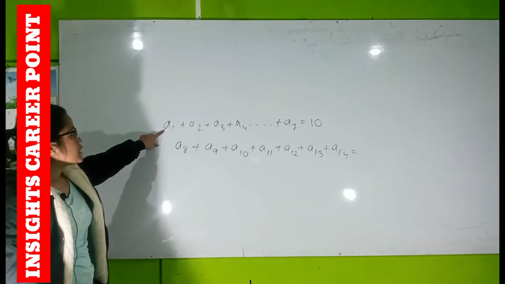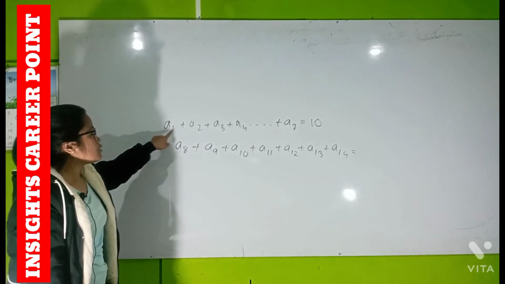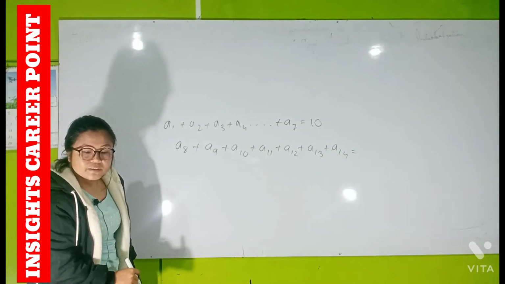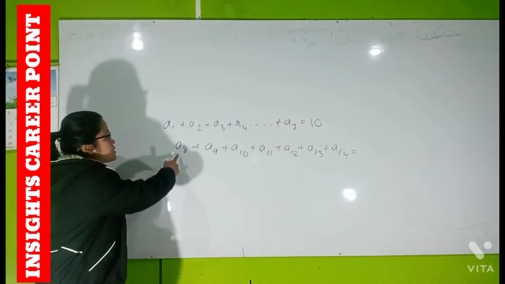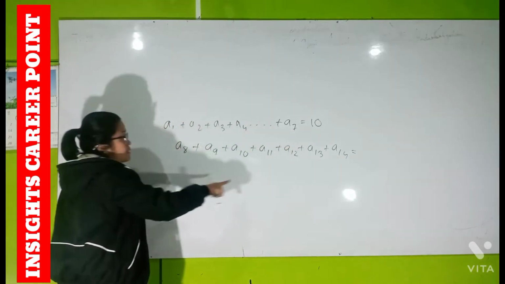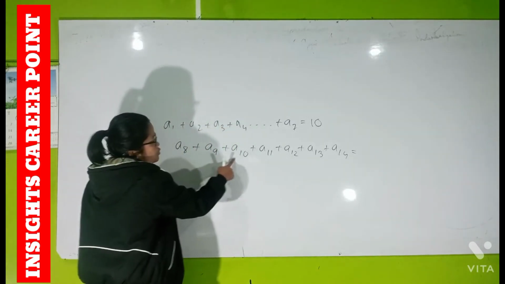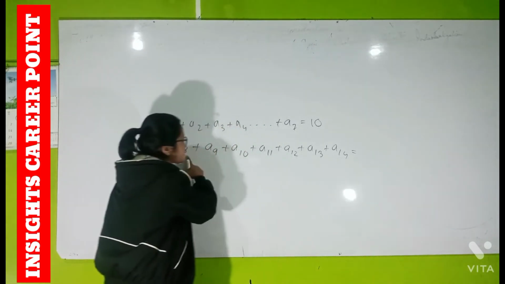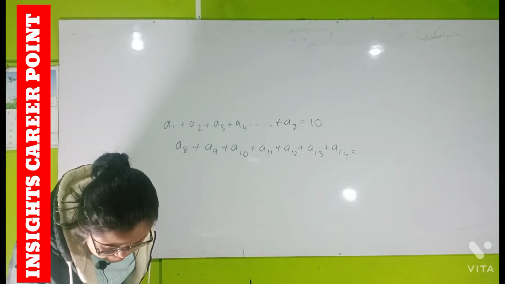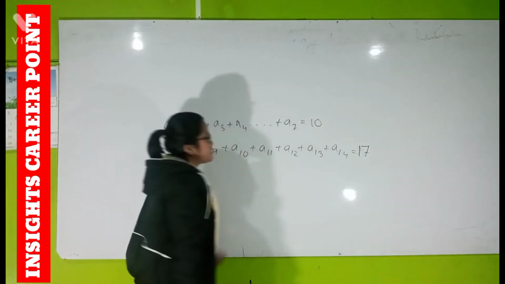Let me say first, the sum of the first 7 terms, from A1 to A7, is 10. And that of the next 7 terms is 17. The next 7 terms start from A8, since we have A7 up to here. Then the next 7 terms are A8 to A14: 1, 2, 3, 4, 5, 6, 7. The sum of these next 7 terms is given as 17.